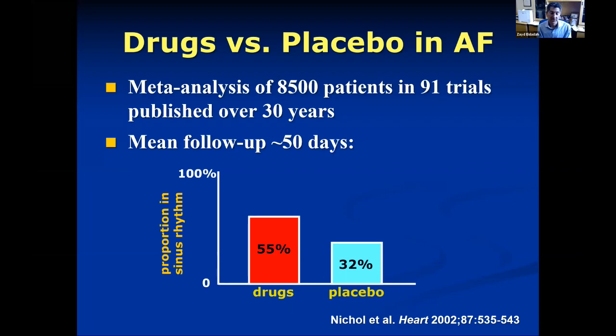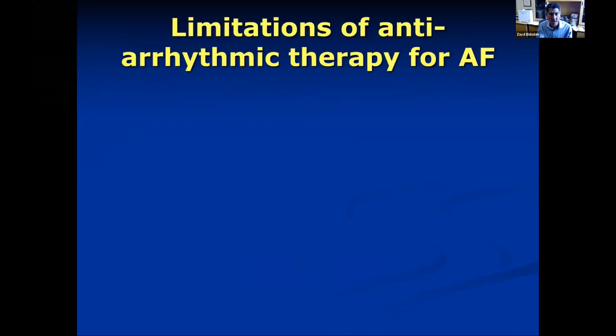This is just a simple study showing that in a meta-analysis of patients treated with antiarrhythmic drugs, AFib was suppressed effectively and sinus rhythm was restored about half the time, a little over half the time. And placebo was associated with some degree of sinus rhythm maintenance because, of course, AFib comes and goes. This just goes to show you that drugs aren't so hot.